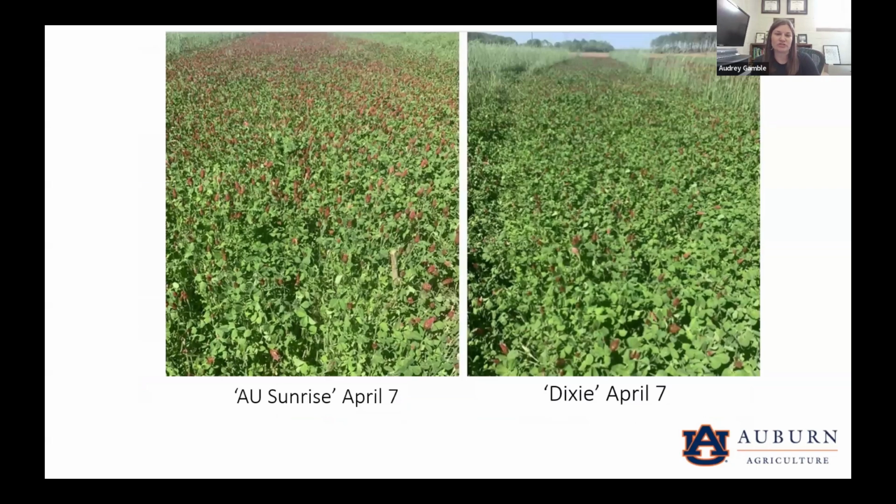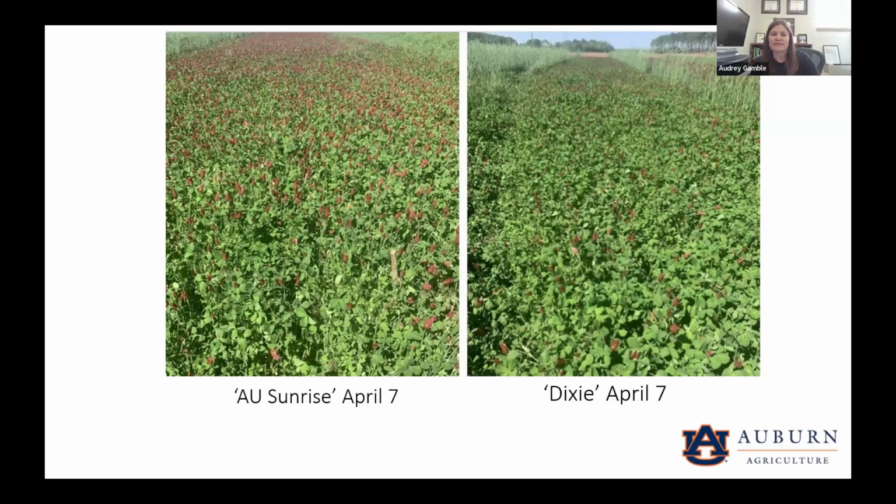This is another picture showing crimson clover, and the one on the left is a variety called AU Sunrise. The one on the right is Dixie. It's the most commonly sold crimson clover variety in the Southeast. What you'll notice is the one on the left is already reaching full bloom here on April 7th, whereas the Dixie is still in kind of an earlier bloom stage.